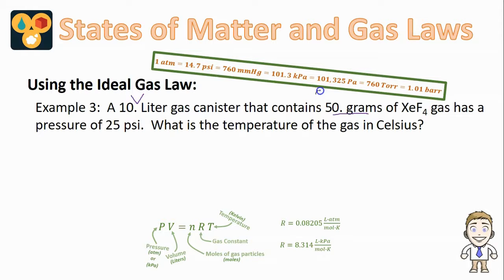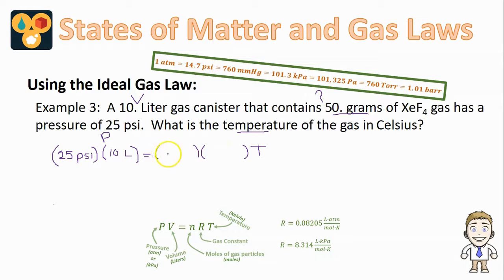So I'm not sure what to do with that yet. Let's label it as a question mark. I do get a pressure of 25 psi, and I do know that I'm solving for the temperature T. So I went ahead and plugged in what I know, leaving blank the n and the R, because right now I'm not sure what to do with those.